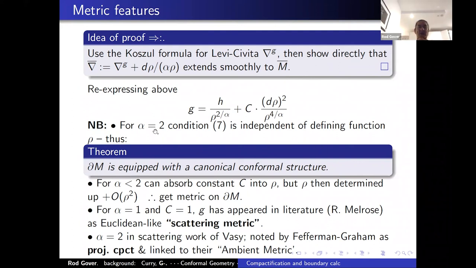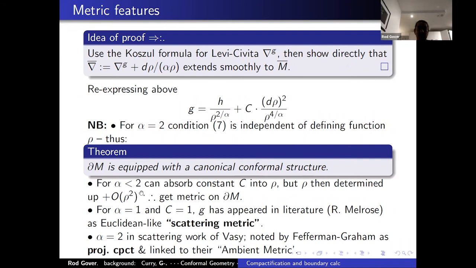Now, some features. When alpha is 2, this condition 7, which is actually this again here that I'm circling, is independent of the defining function. So you can change the defining function by multiplying by a positive function and you'll still get projective compactness. That means the boundary is actually equipped with a conformal structure, which fits with what we've seen in the model and in the case of the holonomy reduction.